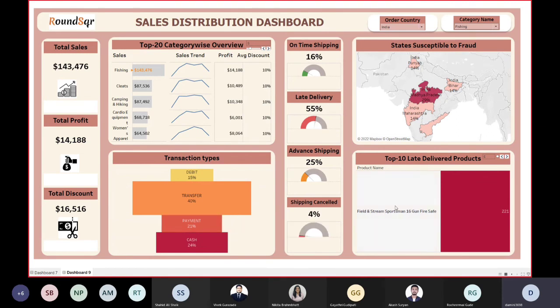Likewise, in the top 10 late deliveries, we have just one late delivered product, that is Field and Stream, and the company can actually look into this particular product for the fishing category and increase the delivery efficiency. And in fishing, Madhya Pradesh seems to have the highest percentage of suspected fraud, so the company can be alert for this particular state. Likewise, the company can look into any particular country or chosen category and make better decisions.